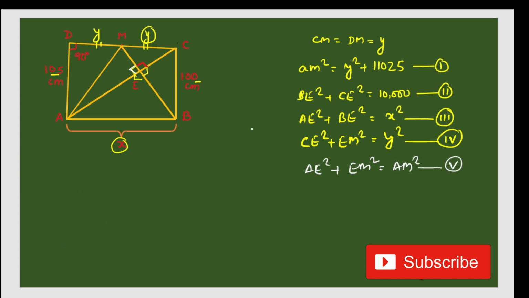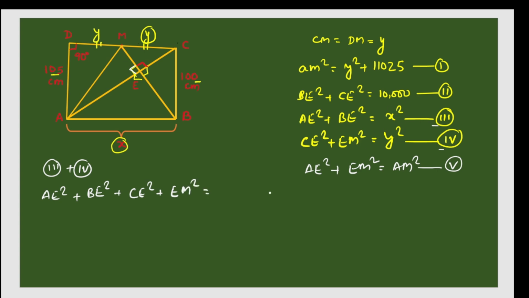So now for further solutions, we'll add equation 3 and equation 4. So equation 3 plus equation 4, right? The left hand side of equation 3 is AE square plus BE square, and the left hand side of equation 4 is CE square plus EM square. And the right hand side of equation 3 is X square, plus the right hand side of equation 4 is Y square. Now we'll label this as equation 6.